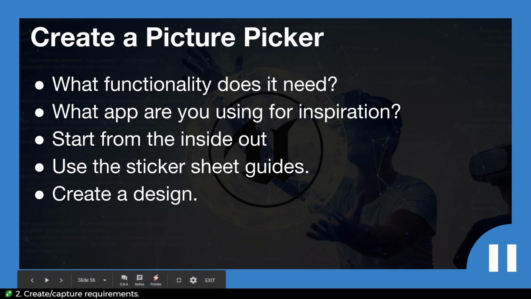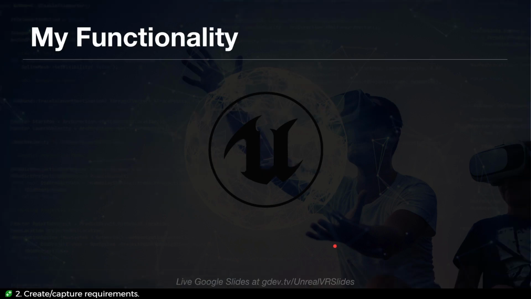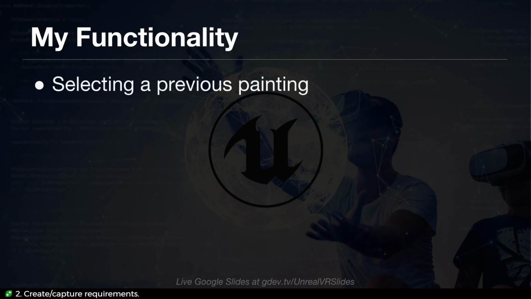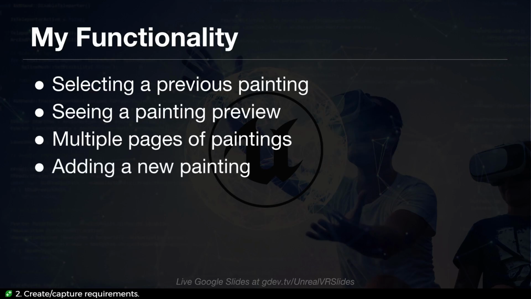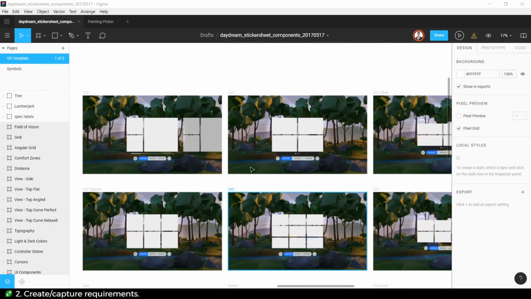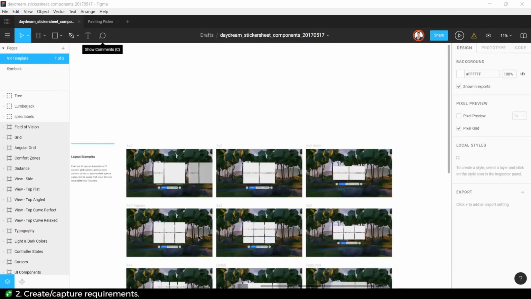Okay, welcome back. So first things first, let's capture some requirements. You might need to capture requirements if you've got a designer that you're working with. You might want to talk to them. Selecting a previous painting is going to be important for our functionality. We're going to need to see a painting preview. Going to need multiple pages of paintings potentially. There might be lots of paintings. Adding a new painting and of course deleting a painting when you are done with it. So that is the functionality. Let's go ahead and see if we can create our painting picker.